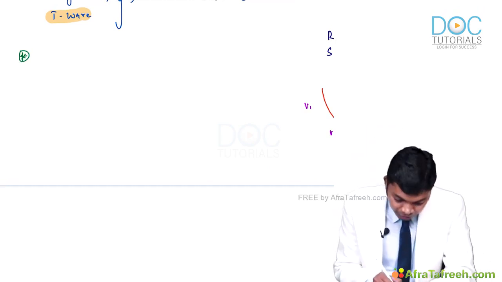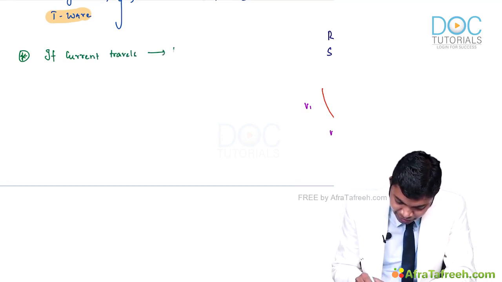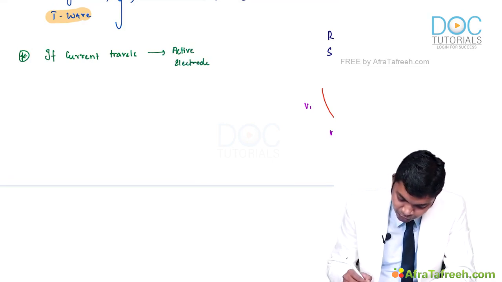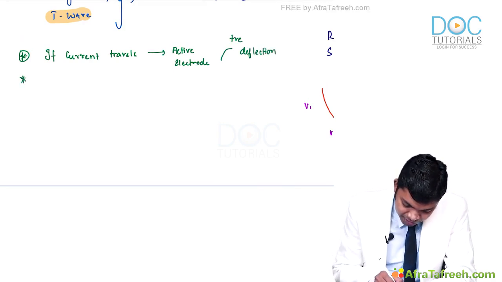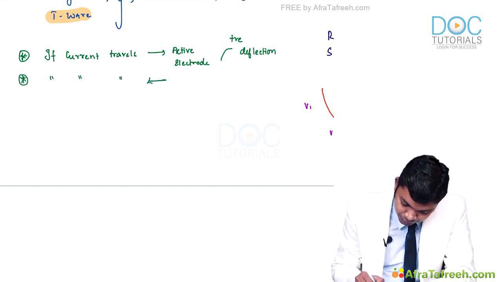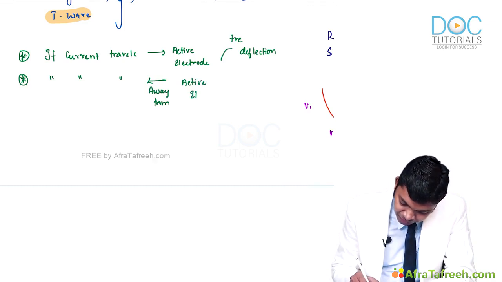Now, if current travels towards the active electrode, you will have a positive deflection. At the same time, if current travels away from the active electrode, there will be a negative deflection.